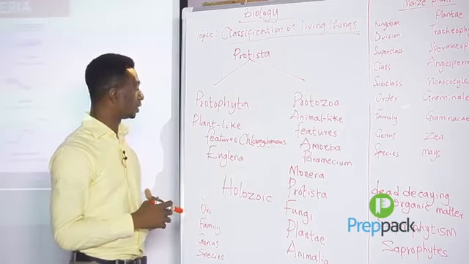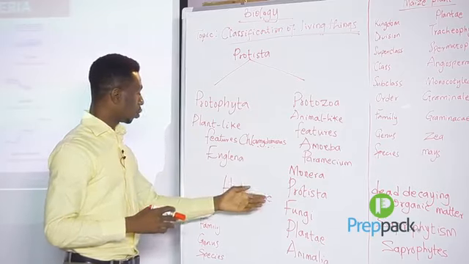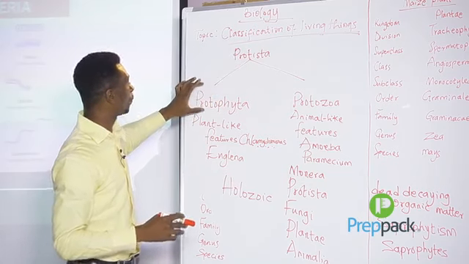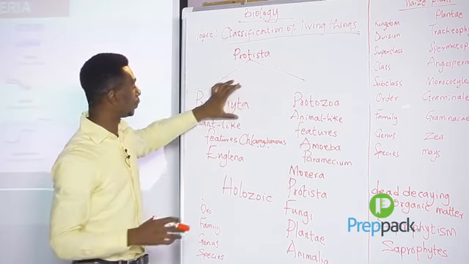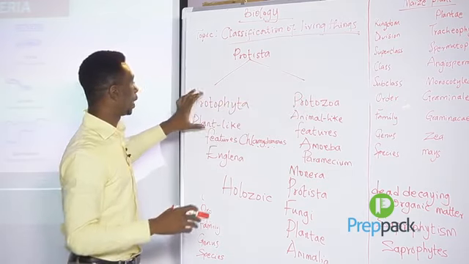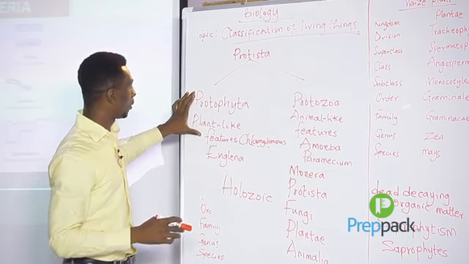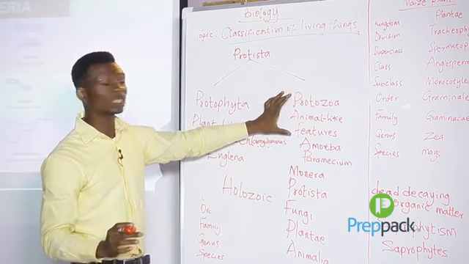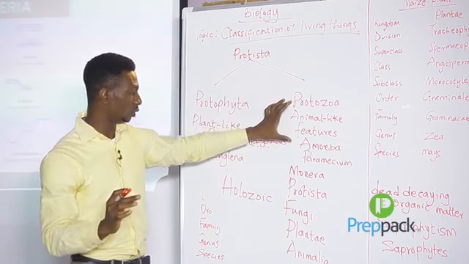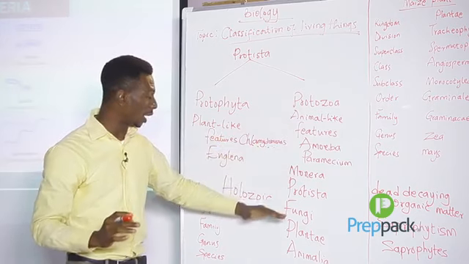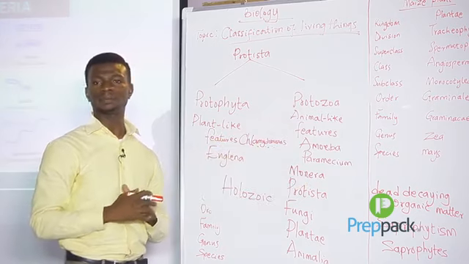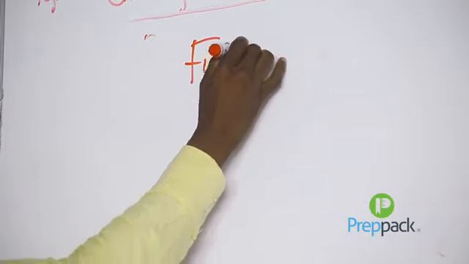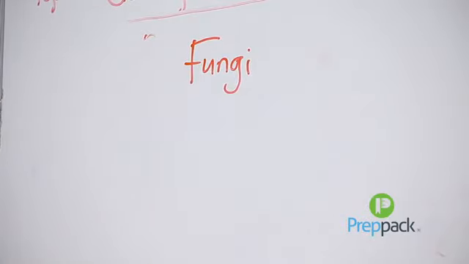Coming back to kingdom Protista, we have concluded that Protista has two phyla, phylum Protophyta and phylum Protozoa. Phylum Protophyta has organisms that behave like plants, and phylum Protozoa has organisms that behave like animals. We can now talk about kingdom fungi. Fungi is plural for fungus.